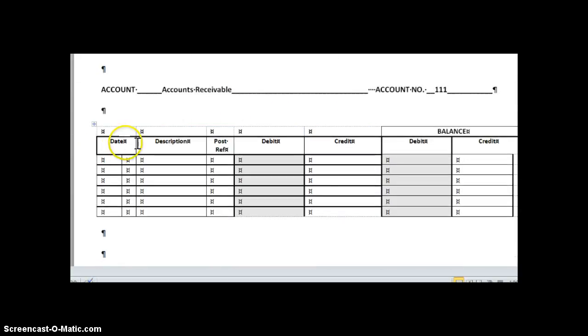So for accounts receivable, type in your date, January 1, beginning balance, posting reference, you can just put an X, and you're beginning with a balance of $5,000. You do that for all of your accounts that have a balance on page 166.